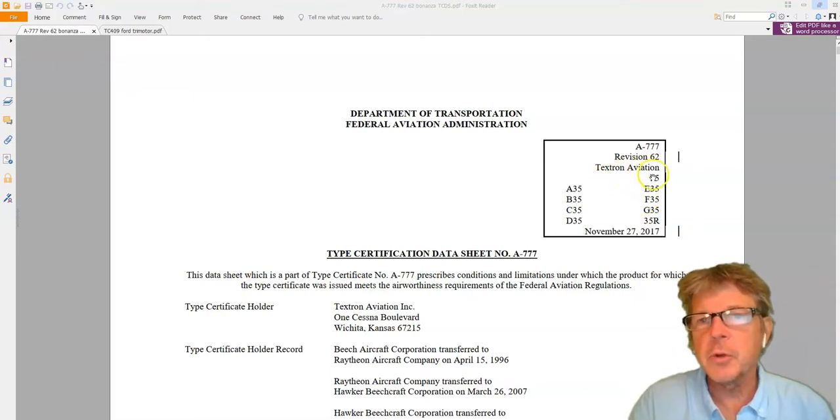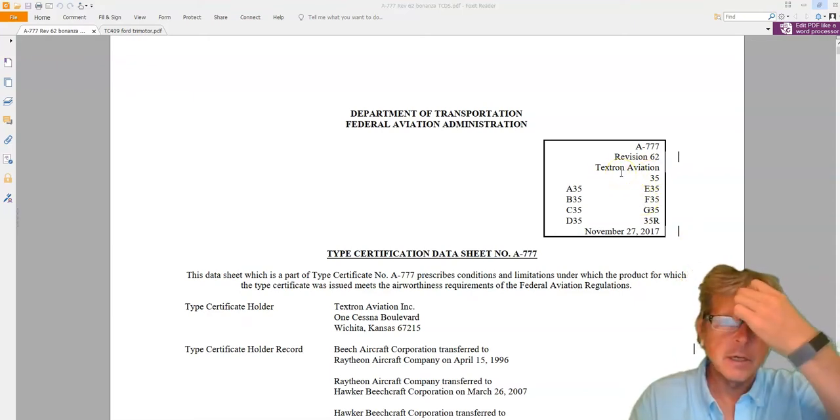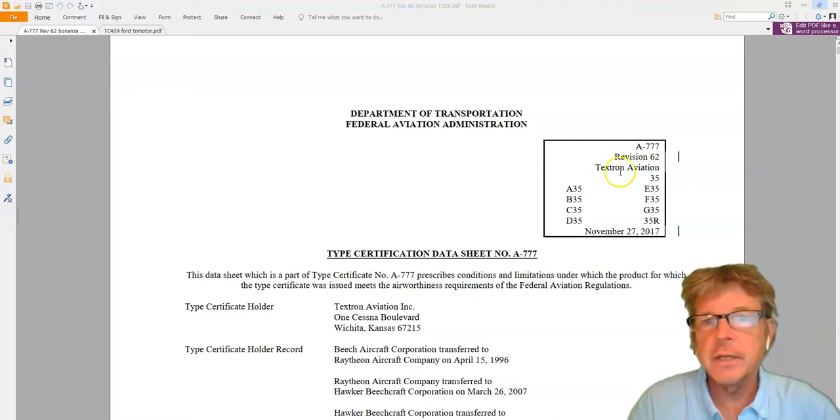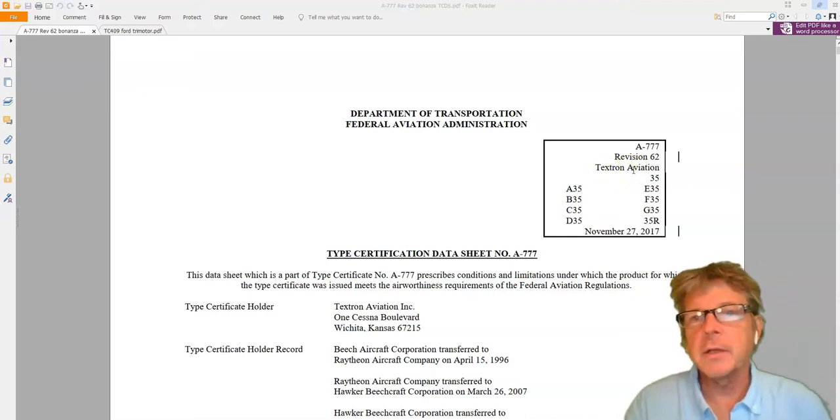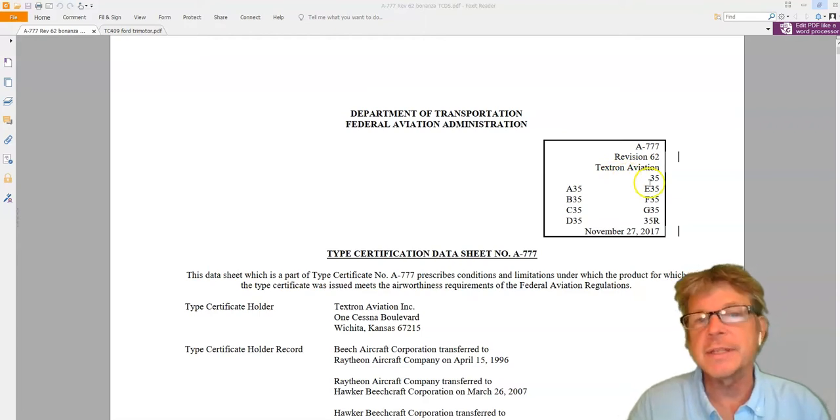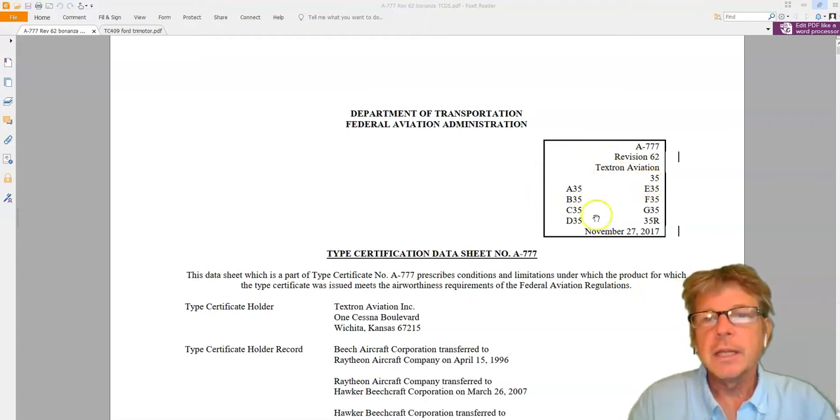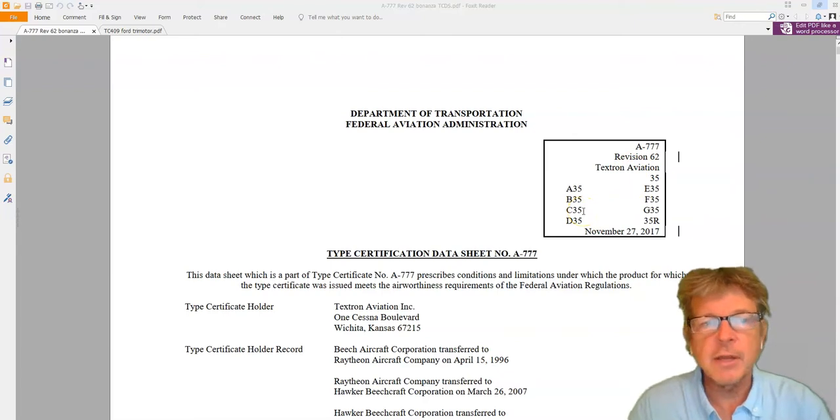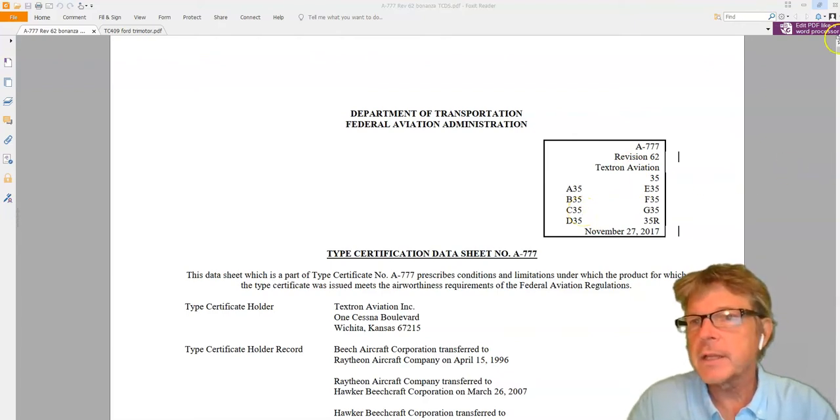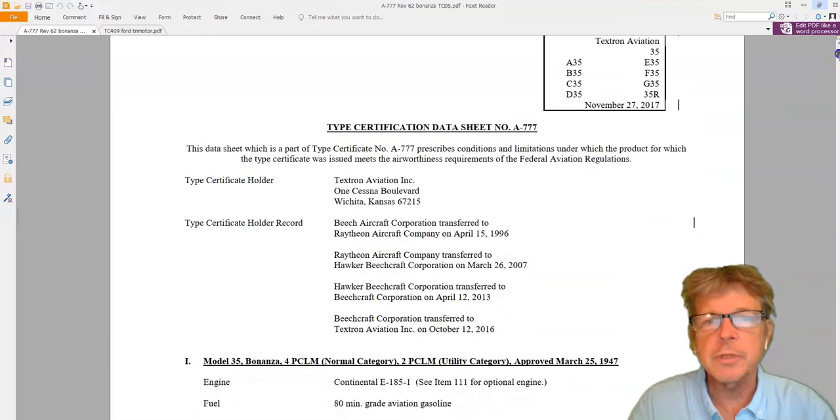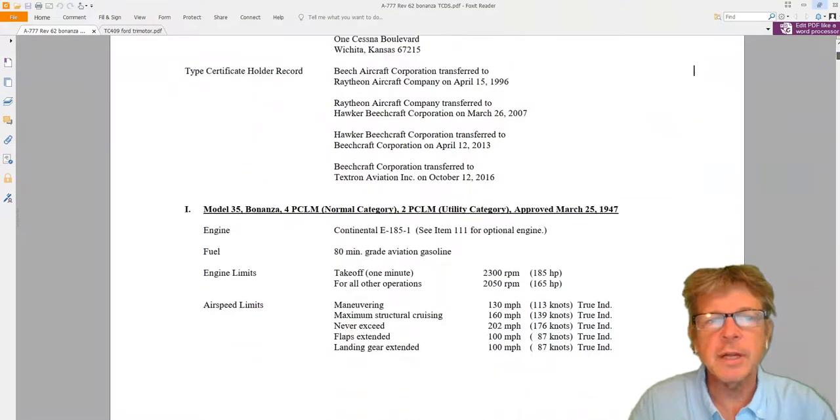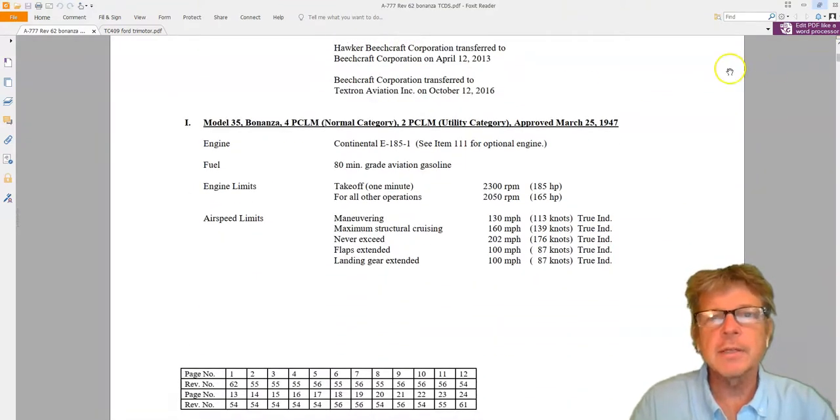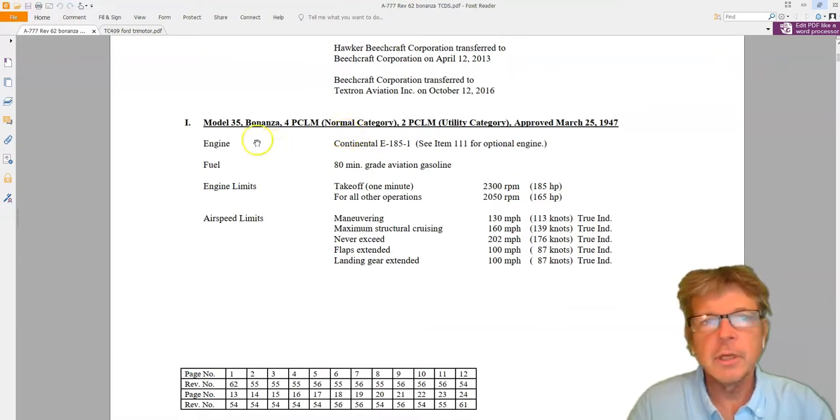Underneath it, it says who has the type certificate. That is the license for the data. The company that owns this airplane is Textron Aviation. They own the design. So in this box, that's one of the very first things that we look at. The next thing is there's a lot of information on here, who owns it, what the name of it is, where the factories are, that kind of thing. The first thing is this is the first model that's on this. This is the Model 35 Bonanza, and it was originally approved in 1947.